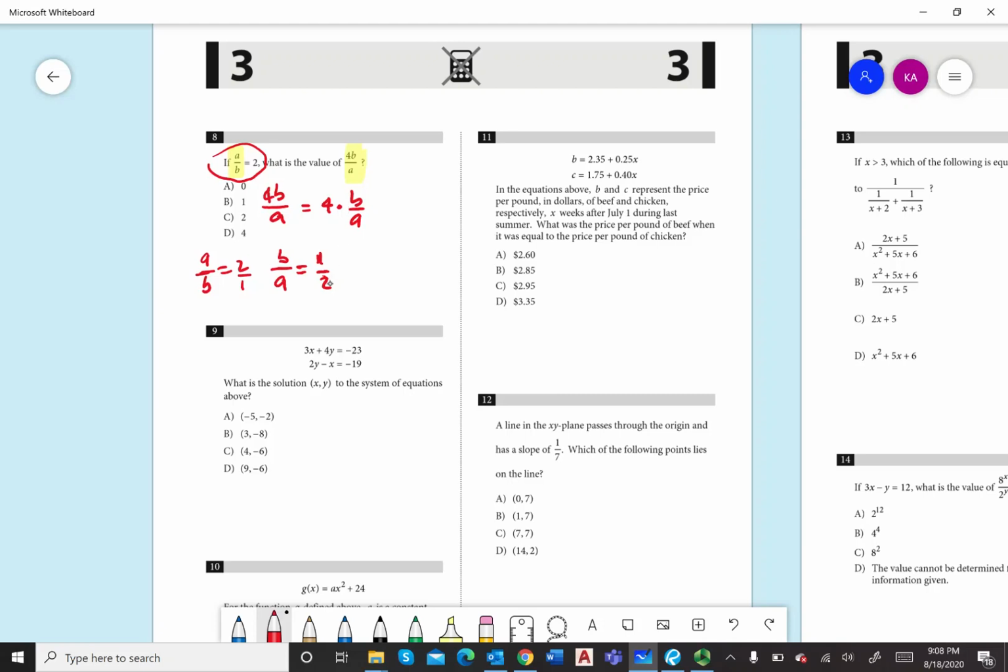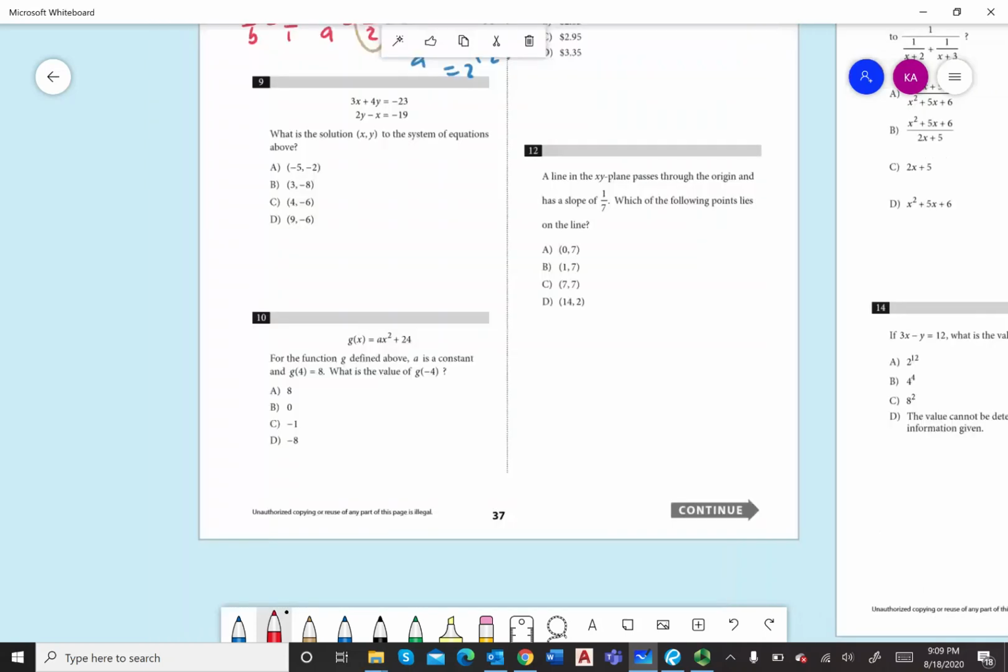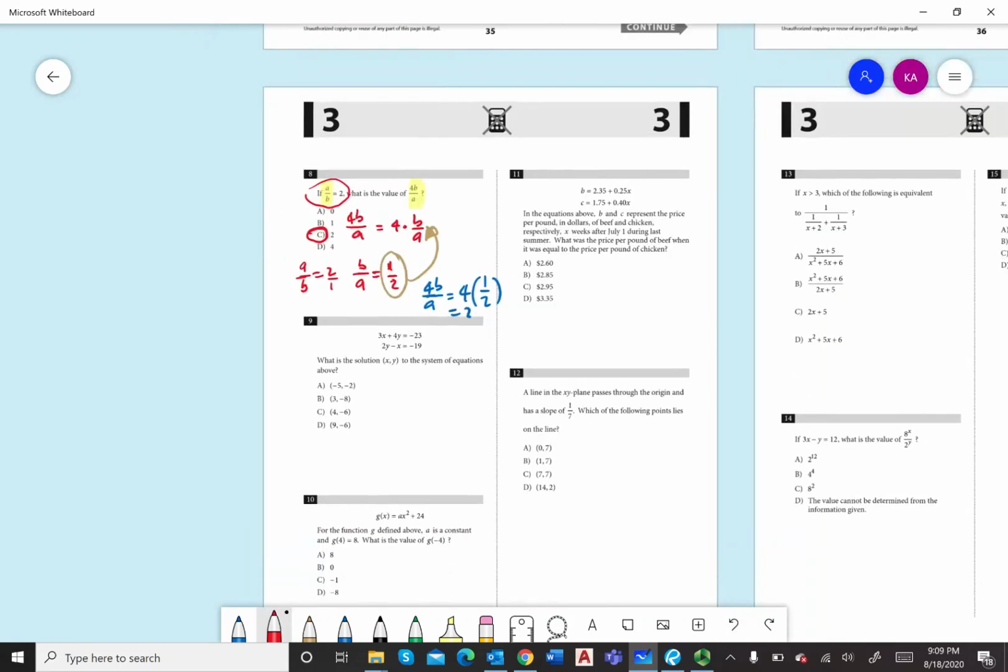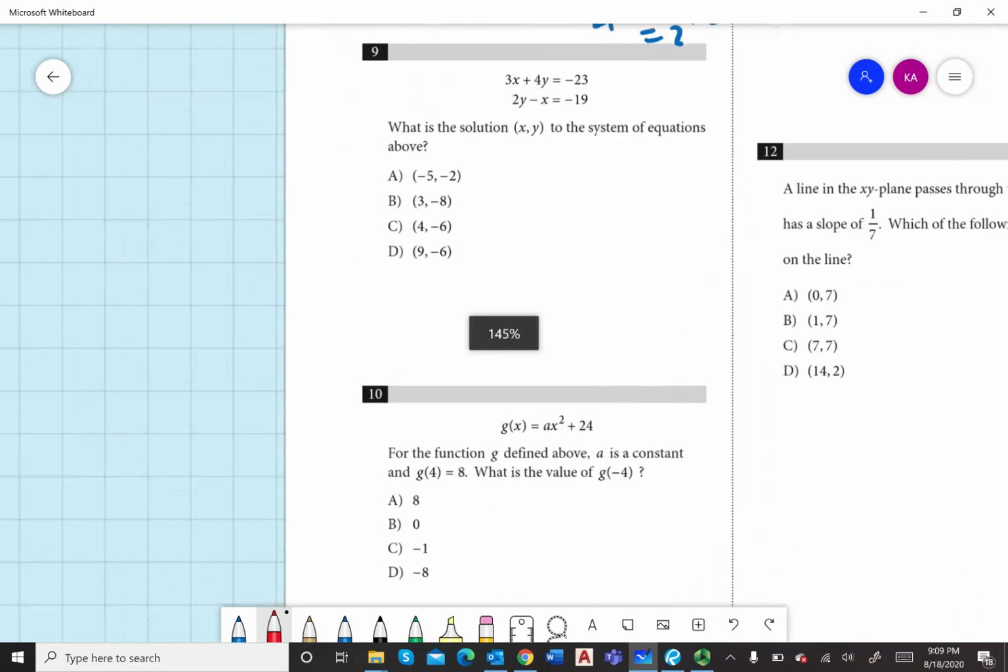So we could just put this in here, because that's b over a. So 4b over a would give us 4 times 1/2, which is 2. So our answer is 2, which is C, okay? Okay, so let's go to the next one, question number 9.